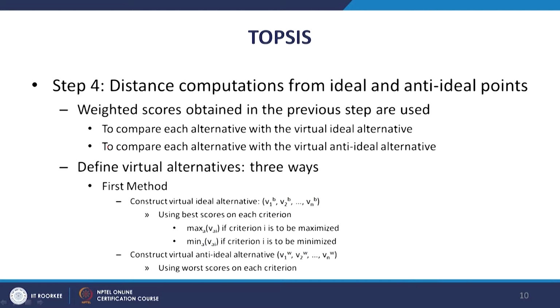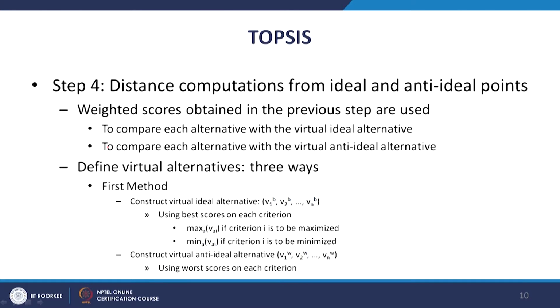So, let us move forward. Now, we come to step 4. There are a few more details in this particular step. What we do in this step is distance computations from ideal and anti-ideal points. The main computation that we do is actually part of this particular step. In this step, weighted scores obtained in the previous step are used. So, weighted normalized scores we have already obtained in step 3.